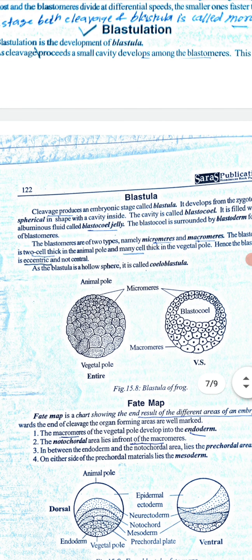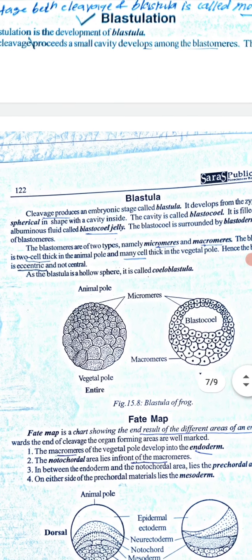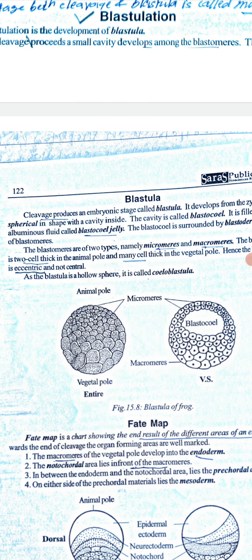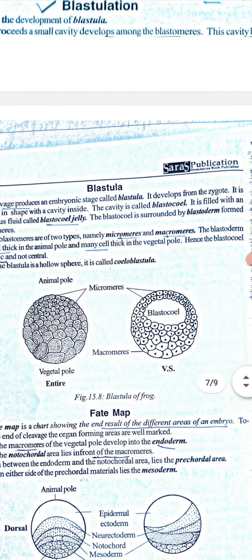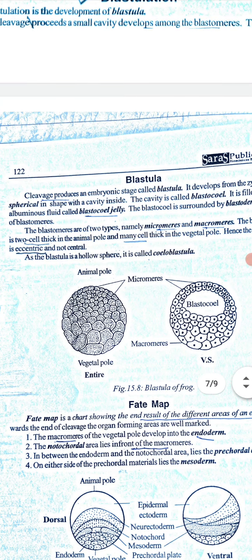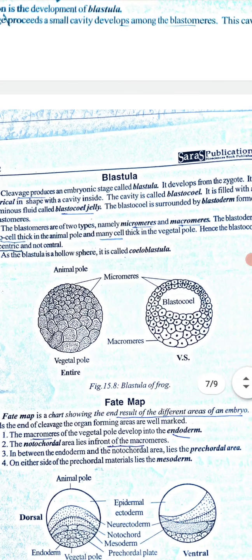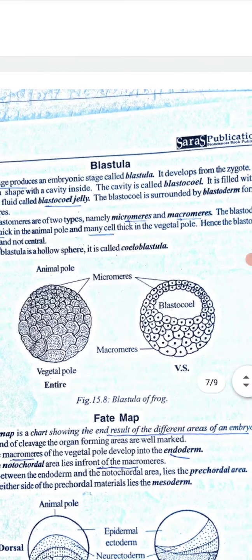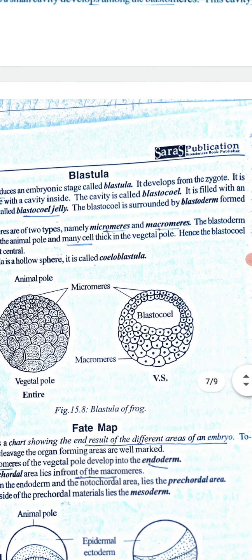Blastula means cleavage produces an embryonic stage called the blastula. The blastula is developed from the zygote. Zygote means fertilized egg. The blastula of the frog is spherical in shape and has a cavity present in it. The cavity is called the blastocoel cavity, and it is filled with fluid called blastocoel jelly, and it is surrounded by the blastomeres.